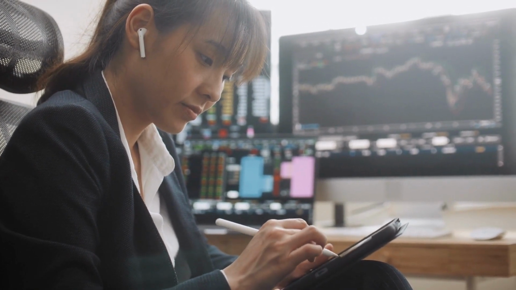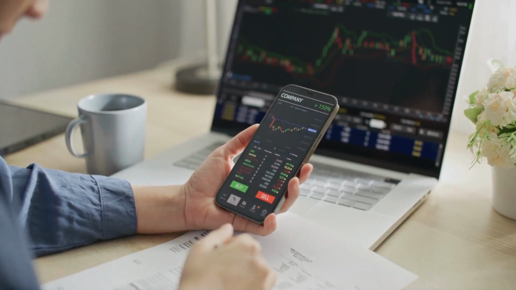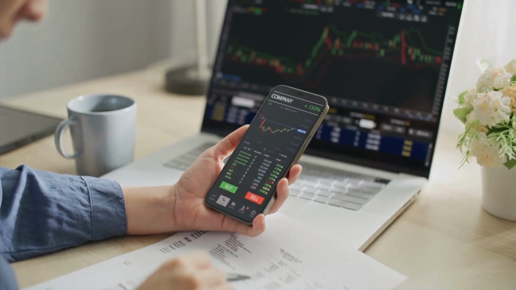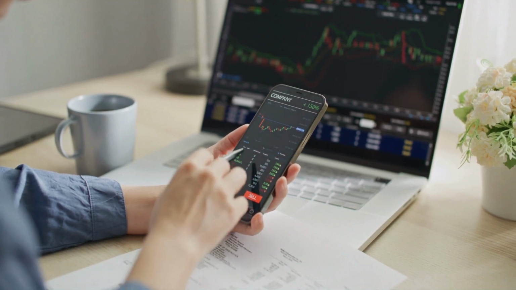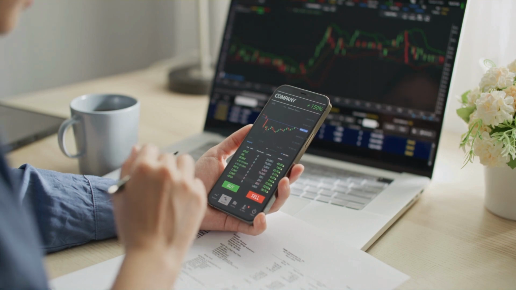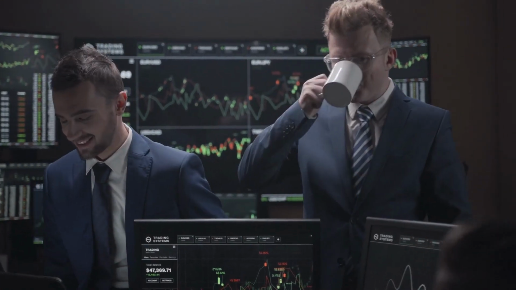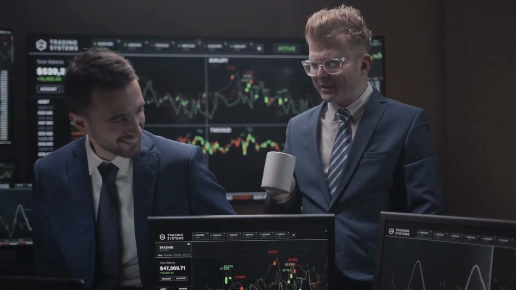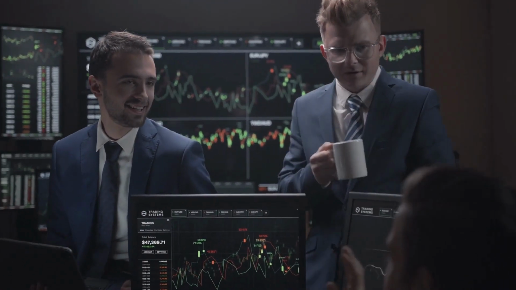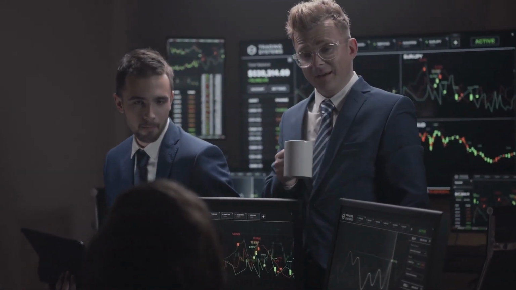So, let's kick things off with one of the most crucial indicators out there, GDP, or Gross Domestic Product. This is essentially the total value of all goods and services produced by a country over a specific period. It's like the economic report card for a country, and traders watch it like hawks. A rising GDP indicates a healthy, growing economy, which often leads to a stronger currency. On the flip side, a shrinking GDP can be a red flag, signaling economic trouble ahead.